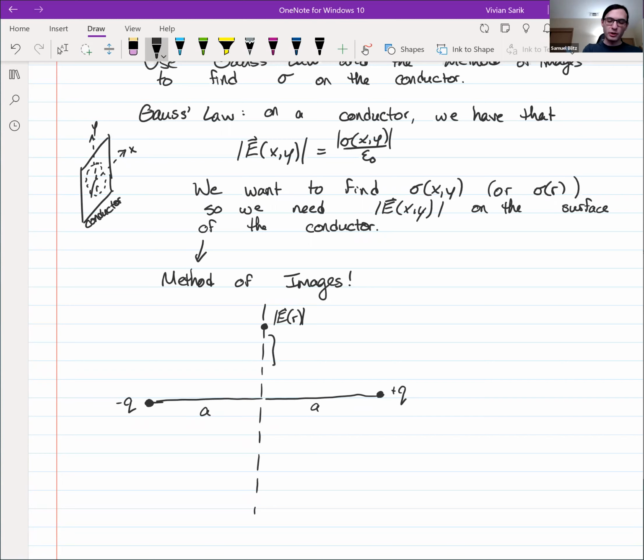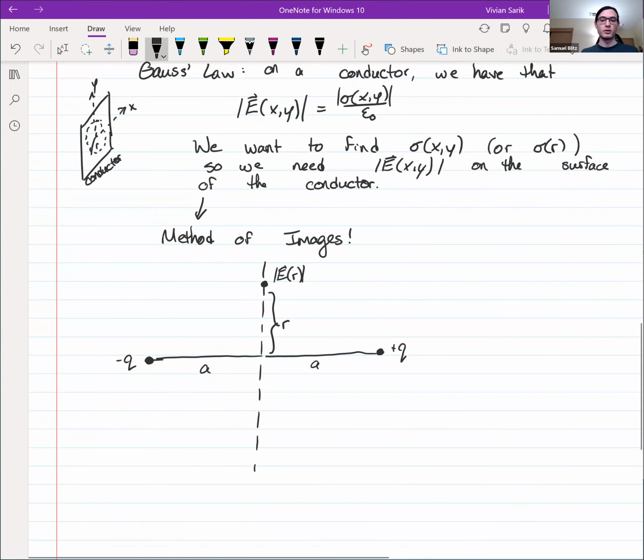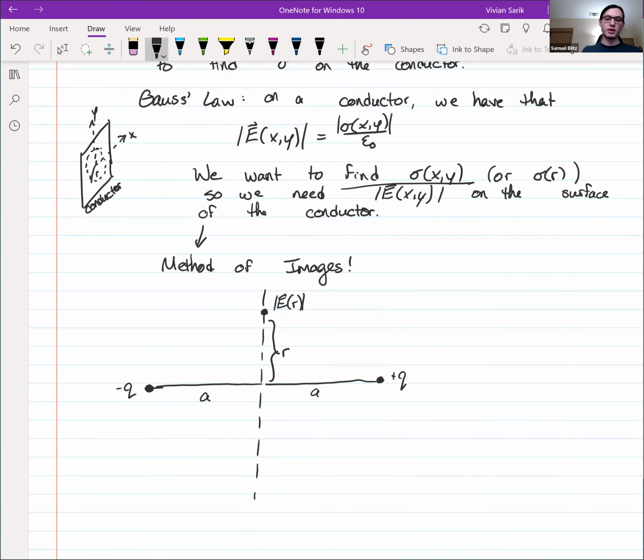And the reason why I'm doing that is because you should be able to see that it doesn't matter. We're trying to find the charge distribution on the conductor. That's what we're trying to do. We want to find sigma of x and y. So if you put a charge near a conductor, how do the charges rearrange themselves on the surface of the conductor?